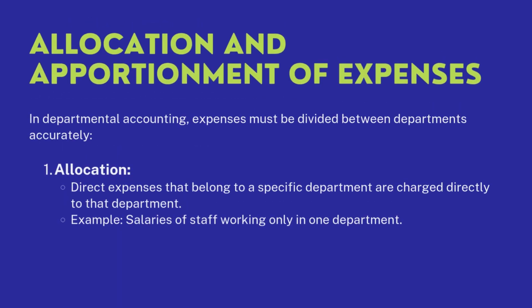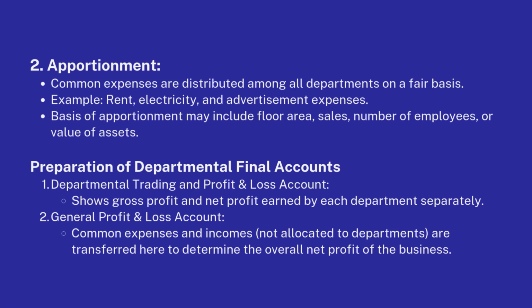Allocation and apportionment of expenses. In departmental accounting, expenses must be divided between departments accurately. 1. Allocation. Direct expenses that belong to a specific department are charged directly to that department. Example: salaries of staff working only in one department. 2. Apportionment. Common expenses are distributed among all departments on a fair basis. Example: rent, electricity, and advertisement expenses. Basis of apportionment may include floor area, sales, number of employees, or value of assets.